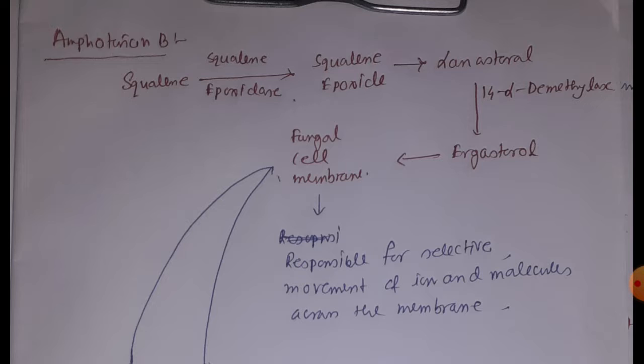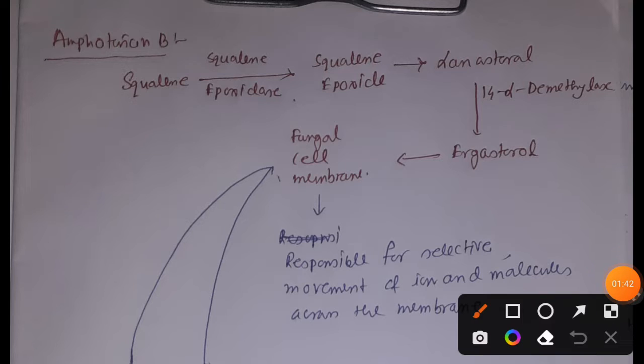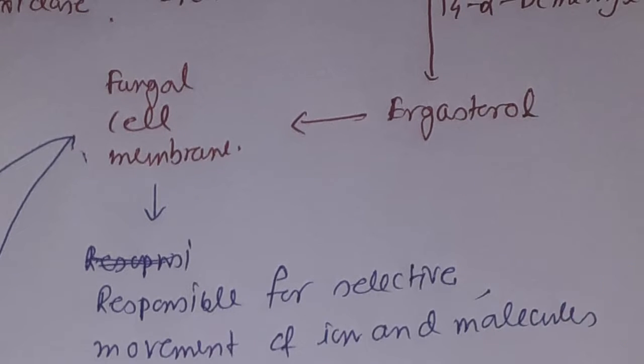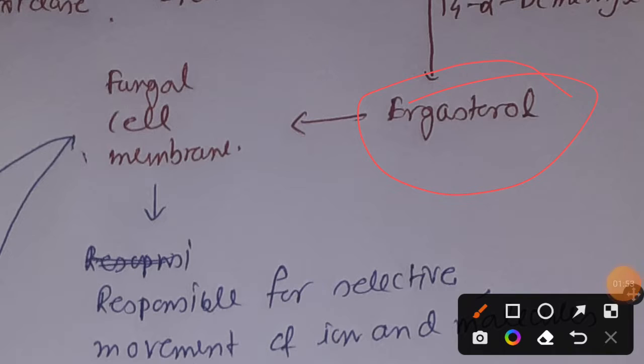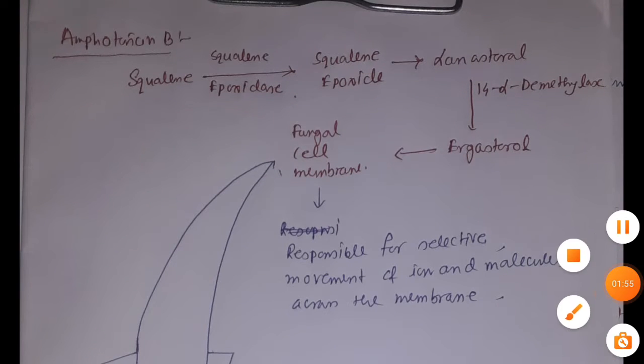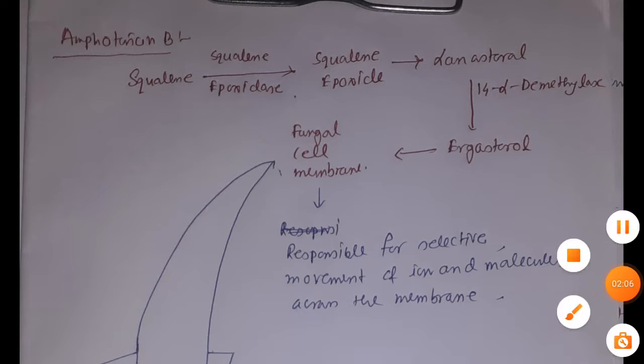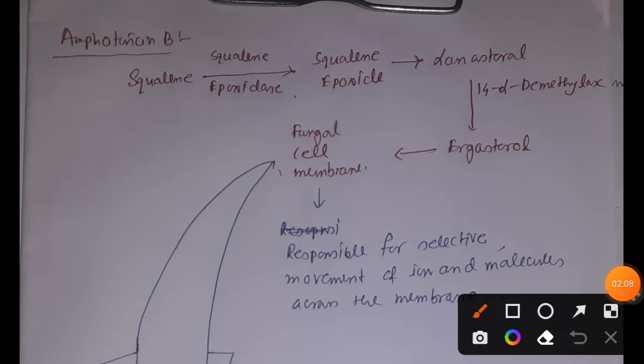I want to mention that the fungal cell membrane is composed of a compound called ergosterol. This is specific to the fungal cell membrane. You do not get ergosterol in our human cell membranes, right? Now let's discuss the pathway going on inside the fungal cell, which ultimately gives us ergosterol.